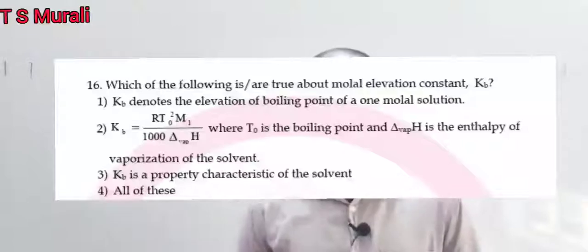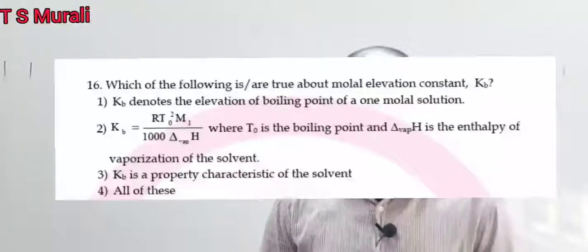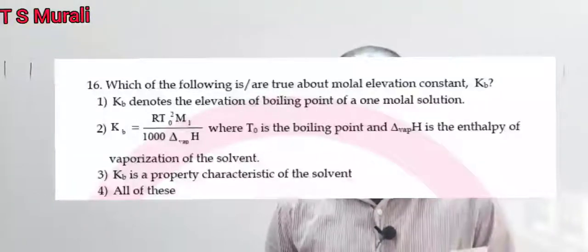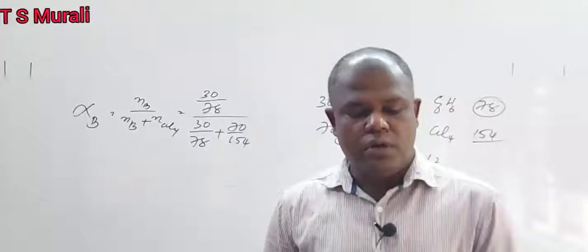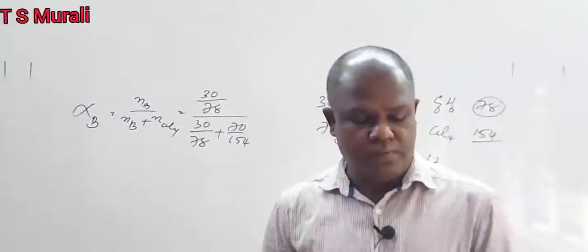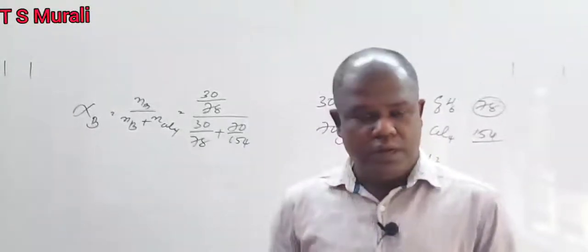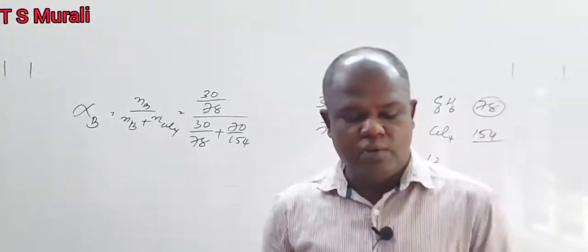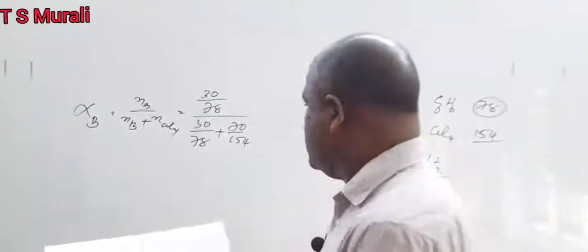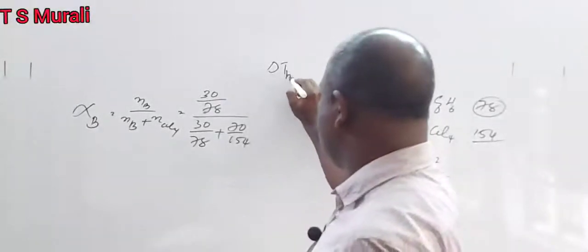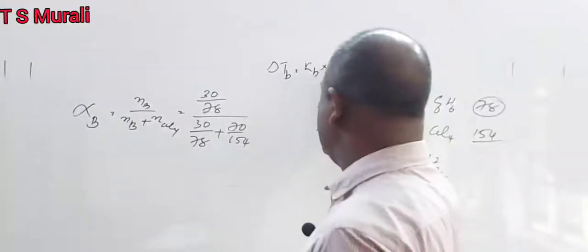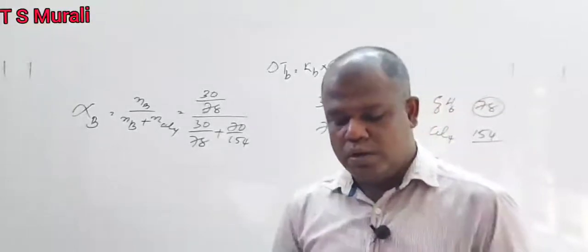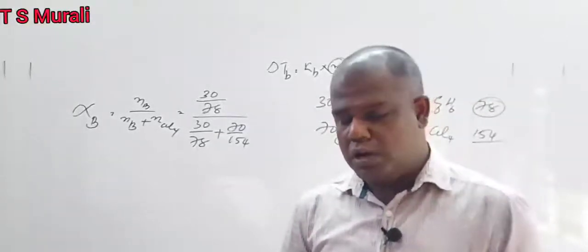Okay, next one. Question number 16: which of the following is or are true about the molar elevation constant Kb? Kb is a property of the solvent. First option: Kb denotes the elevation in boiling point for a 1 molar solution. You know delta Tb is equal to Kb into m. Imagine m equal to 1, then delta Tb equals Kb. That is option 1.